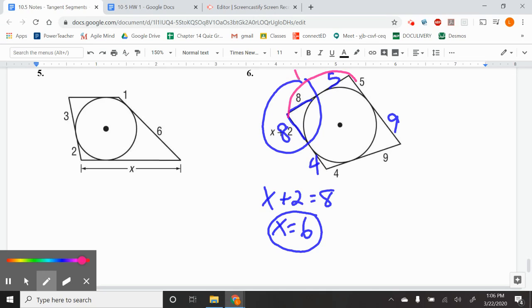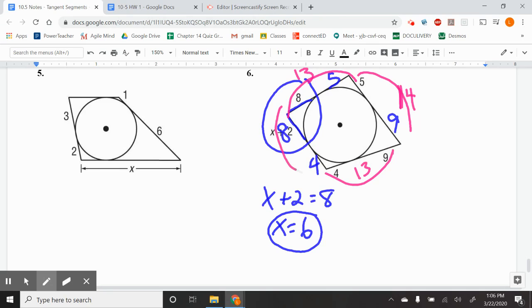Here I have 13, 14. Here I have 13 and 12. And we're going to add all of that together to get the perimeter. 12 plus 13 plus 14 plus 13, and all of that is equal to 52.